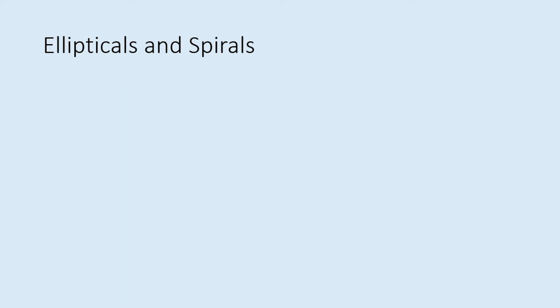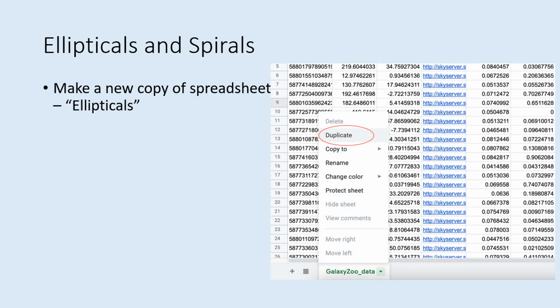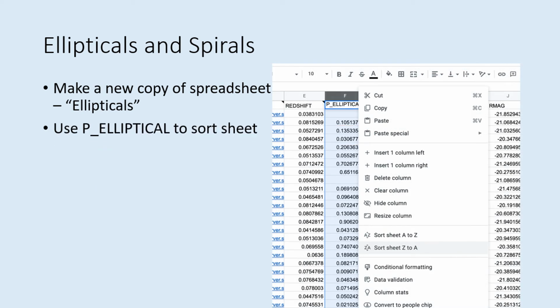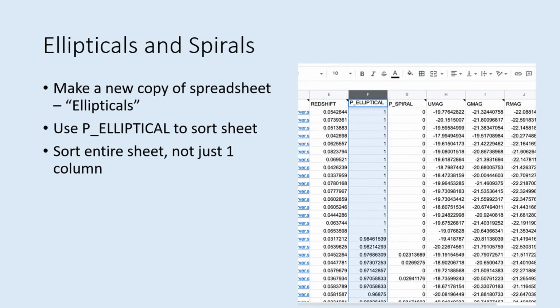The next step is to find all of the galaxies in this spreadsheet that we can be confident are spirals and ellipticals. We'll start by finding the elliptical galaxies. Make a new copy of the spreadsheet and rename this one Ellipticals. At the top of the p-ellipticals column, select the arrow to pull up the drop-down menu and then sort the sheet from Z to A. This will put all of the galaxies with the highest probability of being ellipticals at the top of the column. Make sure that you're sorting the entire sheet, not just the p-ellipticals column.